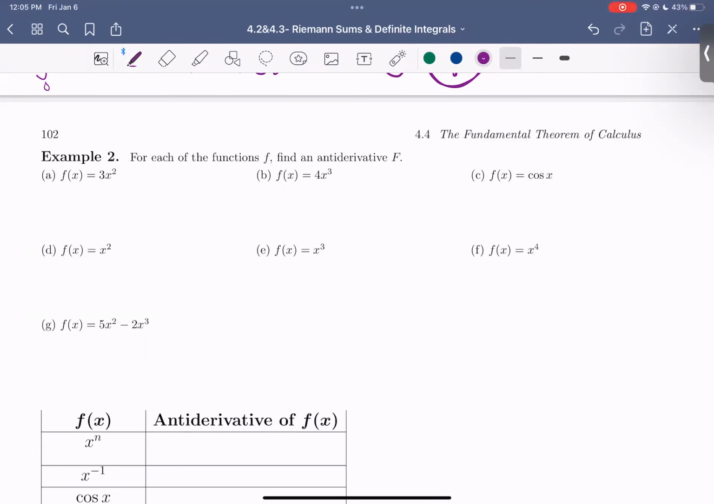Hello, everyone. In this video, we are going to look at example 2 in section 4.4. So I really encourage you to take a look at this example on your own before watching the video. And then when you're ready, continue to check your work.